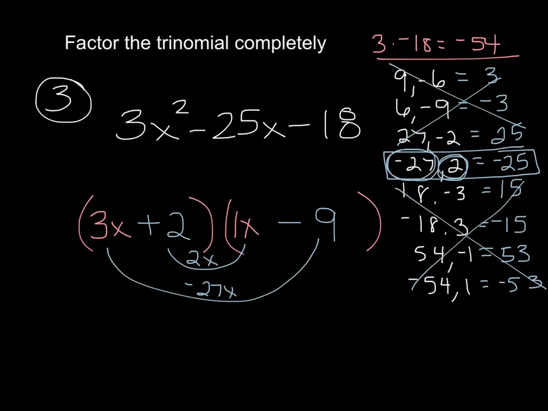So 3x and negative 9x, when you multiply these, you get negative 27x. And then if those two add together, you get negative 25x, which is what you want. So here is your final answer.